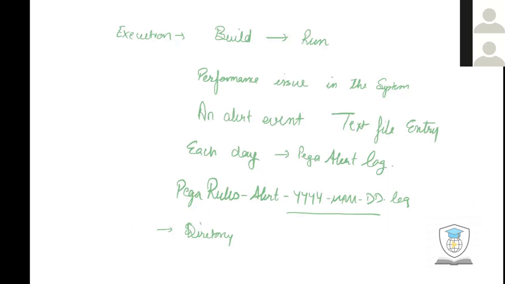So now the question is how we are going to access this Pega alert file, how we are going to understand this Pega alert file. I believe that you are aware of this alert event, and how this alert event is configured. For this configuration part, in this session, I will not go into much detail because it is very advanced level. I'm starting with basics for this session.